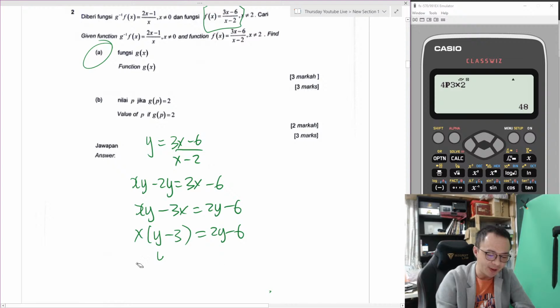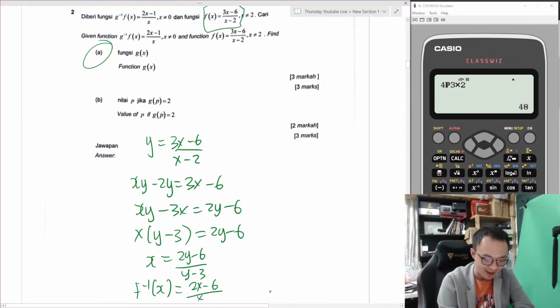So my x will be 2y minus 6 over y minus 3. So what is my x? My x will be my f inverse x. So it should be 2x minus 6 over x minus 3.